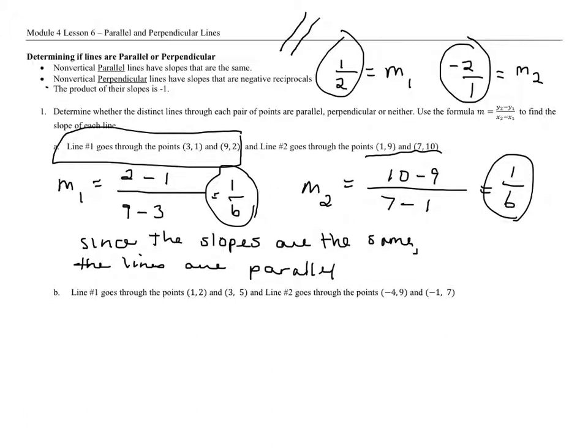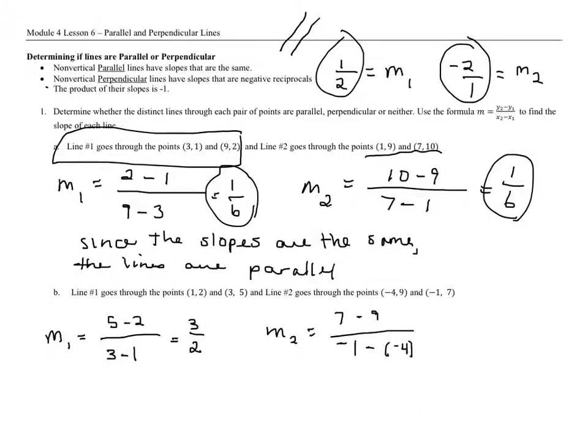Perfect. Okay, now let's take a look at B. Same deal. We are going to calculate both slopes. Line 1, m sub 1, 5 take away 2, over 3 take away 1, so this will be 3/2. That's the slope of the first line. Now let's take a look at the slope of the second line. 7 take away 9, over -1 take away -4. So 7 take away 9 is -2, and -1 plus 4 would be 3.